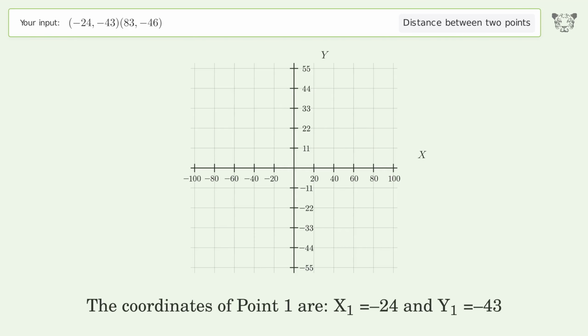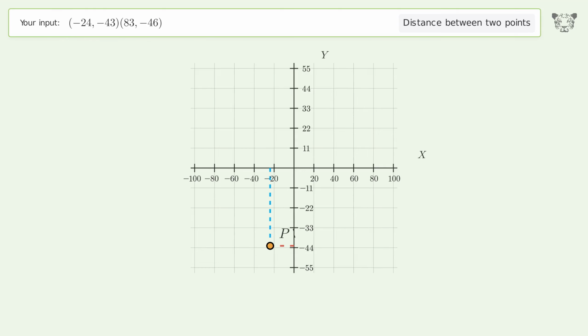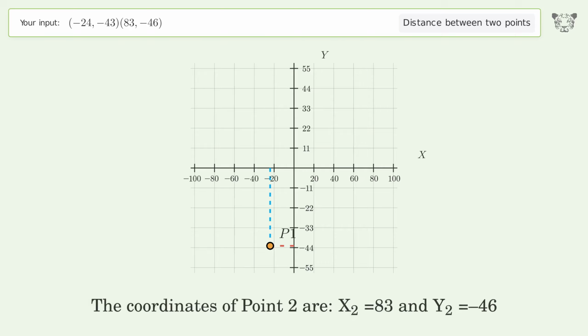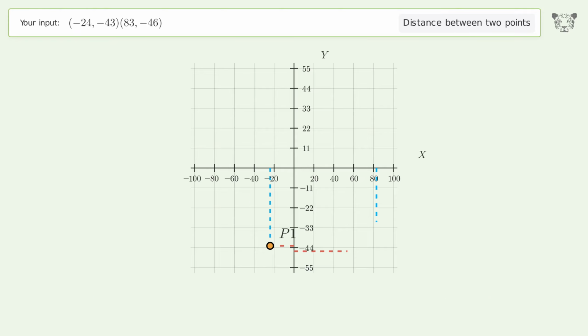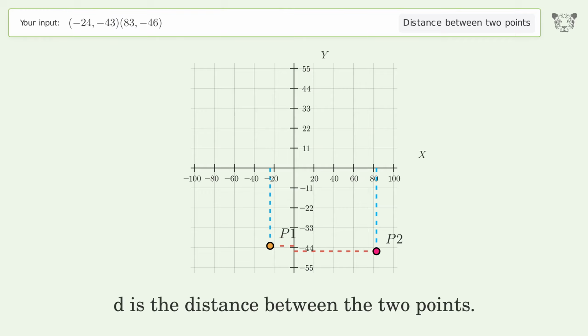The coordinates of point 1 are x1 equals -24 and y1 equals -43. The coordinates of point 2 are x2 equals 83 and y2 equals -46. D is the distance between the 2 points.